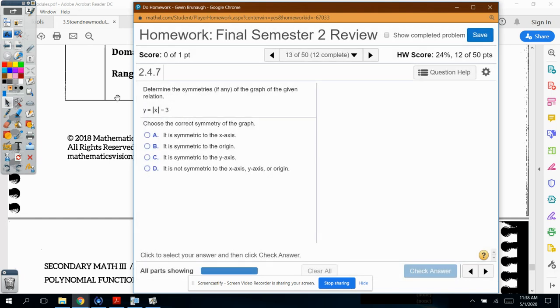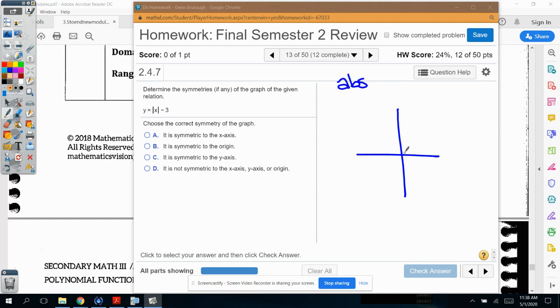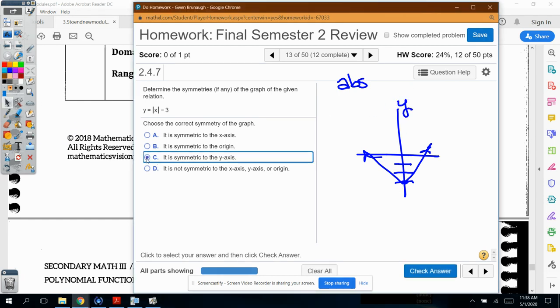Okay, what is this guy? Absolute value of x, and you can type that into your calculator. It's that ABS button. It's under math. But this is the V graph, and all it is shifted down 3. So it has symmetry right over the y-axis.